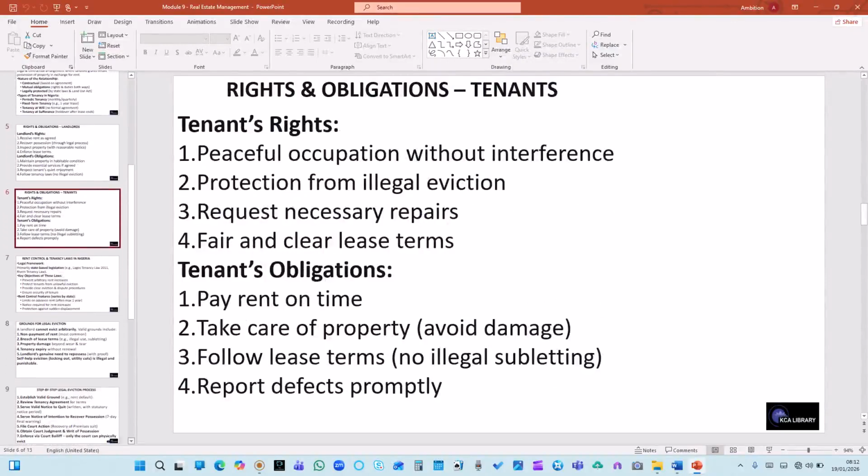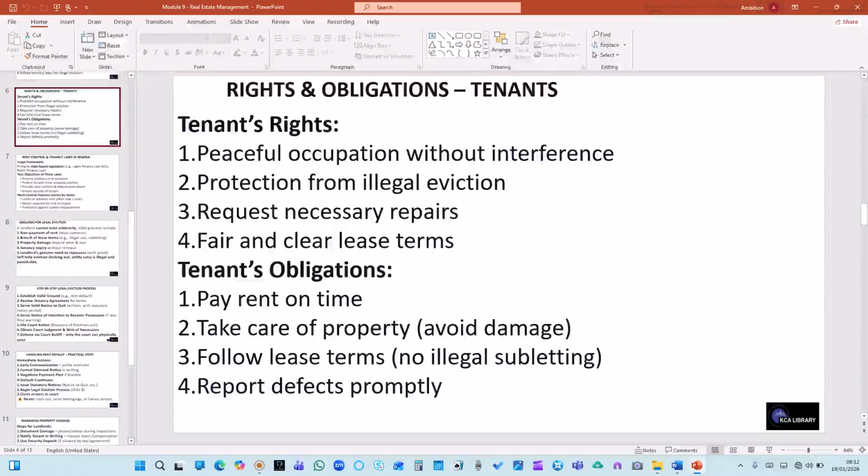Now let us look at the rights and obligations of tenant as well. Tenant rights. The tenants have the right of peaceful occupation without interference from the landlord. So the tenant has the right to occupy the property without landlord's interference. Number two, the tenant has the right of protection from illegal eviction. That is to say that the landlord does not have the right to evict the tenant illegally.